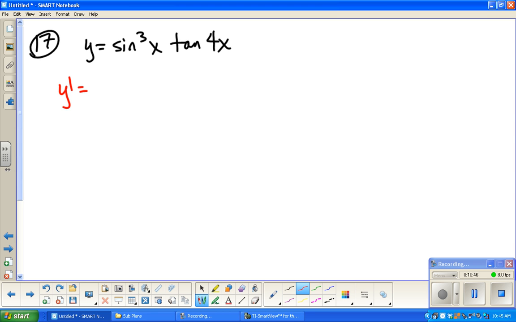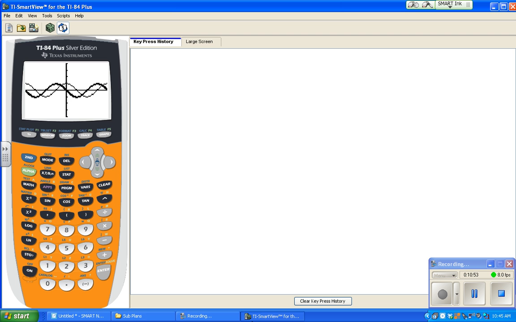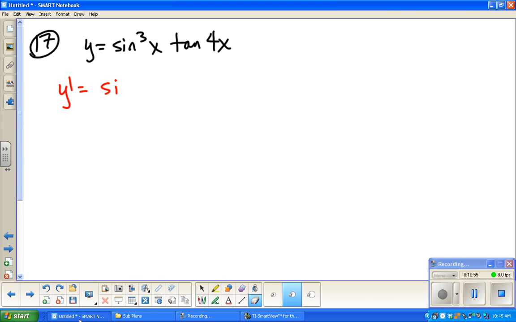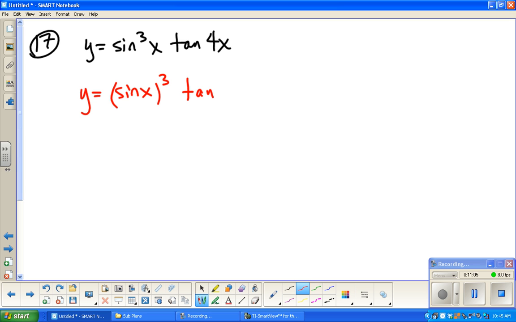The big issue here is, okay, we do have a chain rule thing. Sorry, this is not y cubed yet. This is not y prime yet. Sine of x cubed times tangent 4x. Remember that sine cubed means sine of x, cubed. It really means do the sine first and then cube it. Not to be confused with cubit, a unit of measure from Noah's time.